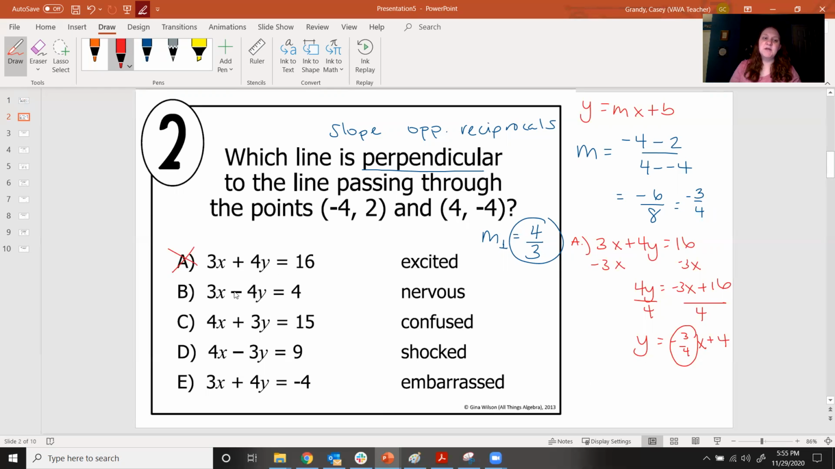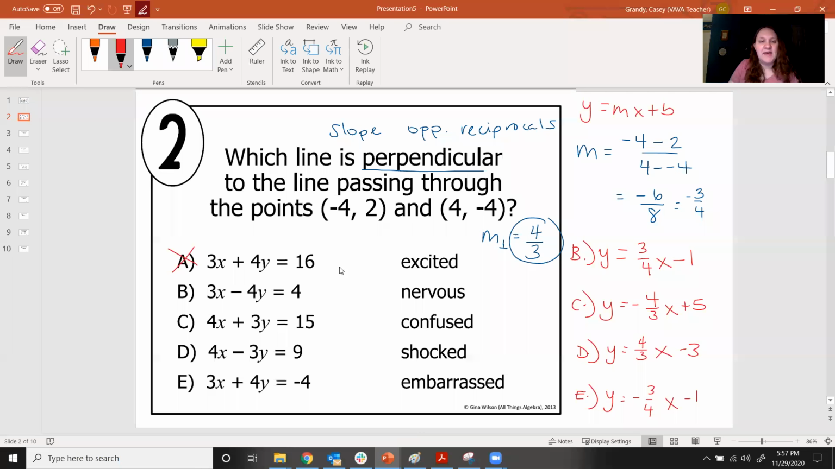See how this works? Try B, C, D, and E and see which one you get with a slope of 4/3. Try that now. Okay, so for each one, B, C, D, and E, you want to put your equation in the form y equals mx plus b. That usually involves some sort of subtracting the x value to get it to the other side and dividing by the coefficient in front of the y. So for B, you should have gotten y equals 3/4 x minus 1. The slope is 3/4. That does not match 4/3. So the answer is not B.